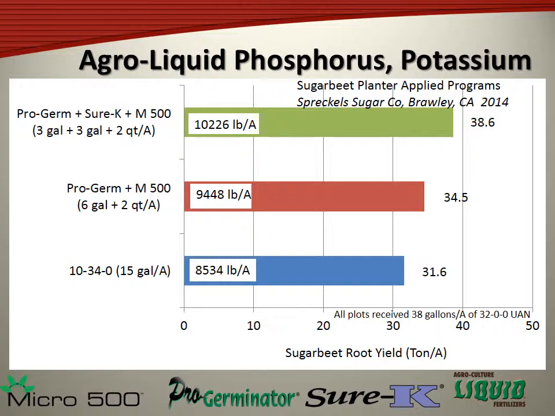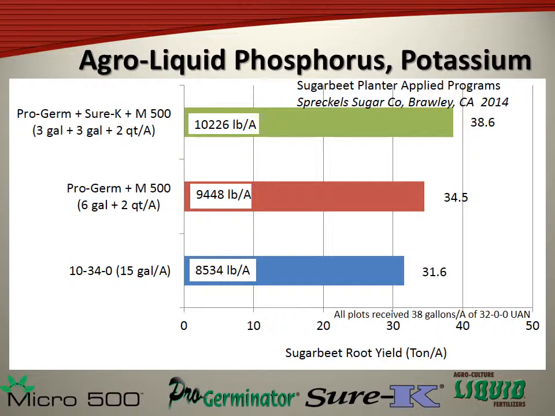After nitrogen, phosphorus and potassium are the most yield-effective nutrients for sugar beets. Sugar beets remove about 1.3 pounds of P2O5 and 3.3 pounds of K2O per ton of beets produced. Phosphorus and potassium fertility program should strive to meet at least those minimum needs.